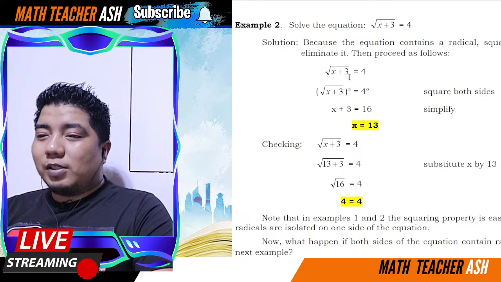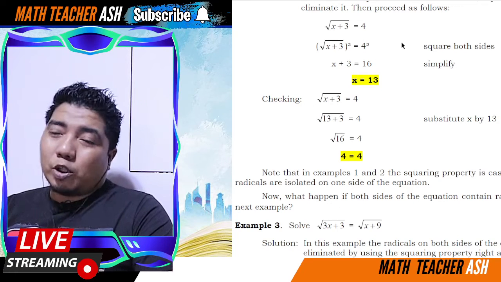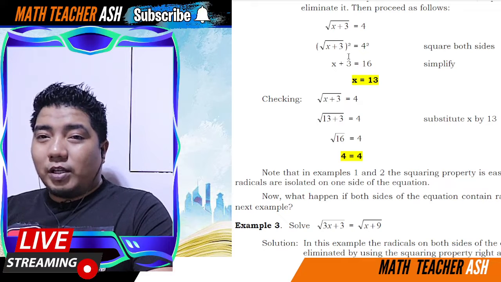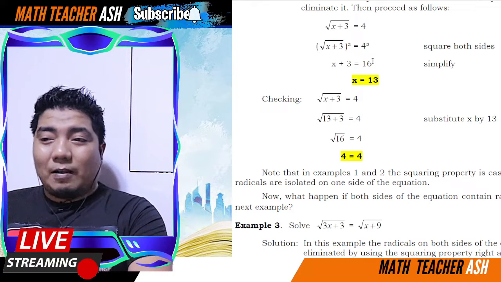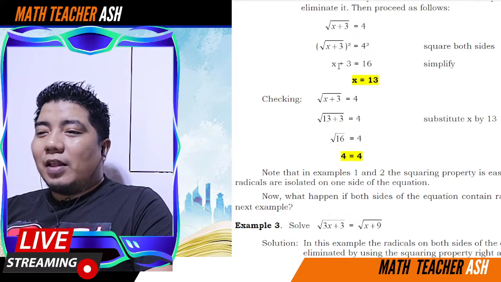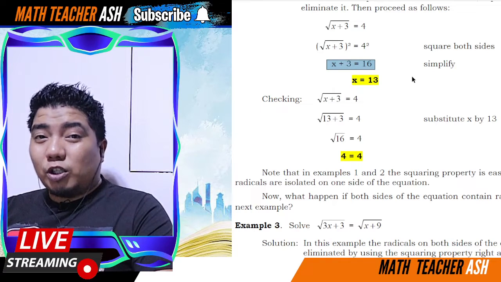So, you square both sides, okay? And then, when you square that one, of course, si 4 sa right side, masusquare din. Now, this will be cancelled, itong square root, at saka itong square dito, leaving you x plus 3. Of course, si 4, dahil nakasquare siya, magiging 16 yun. Okay. And then, ito, hindi pa ito yung final answer. Tama? Ang gagawin natin dito is to solve for the value of x.